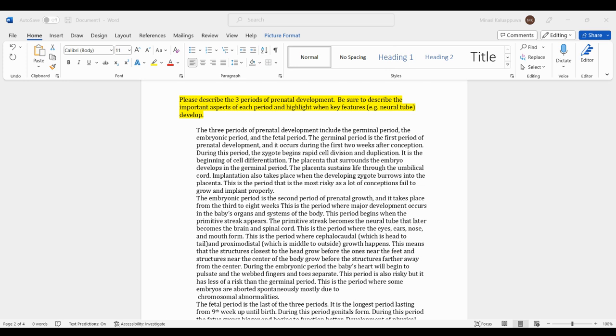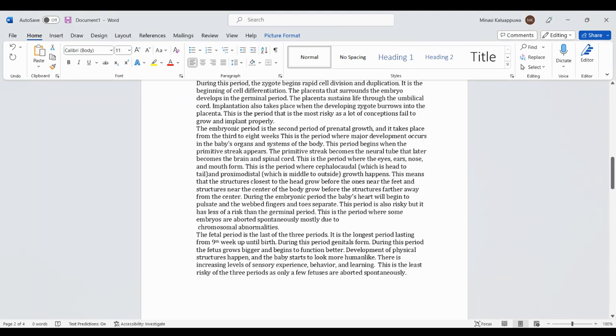properly. So, the next period is the embryonic period. It's the second period of prenatal growth and it takes place from the 3rd to 8th weeks. This is the period where major development occurs in the baby's organs and systems of the body. This period begins when the primitive streak appears, and the primitive streak becomes the neural tube that later becomes the brain and the spinal cord. This is the period where the eyes, ears, nose, and mouth form. So during the embryonic period, it's when the major development starts to occur, including the eyes, ears, nose, and mouth.